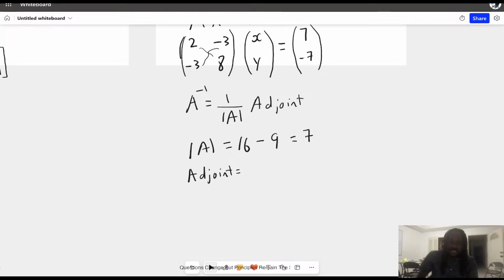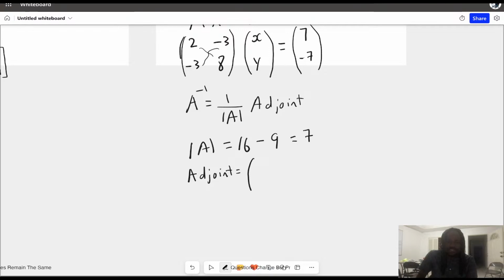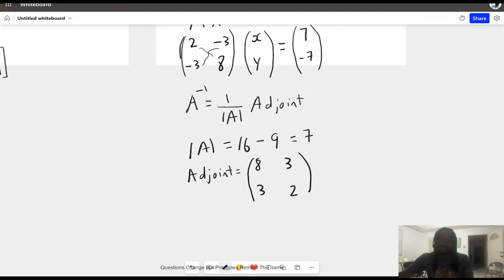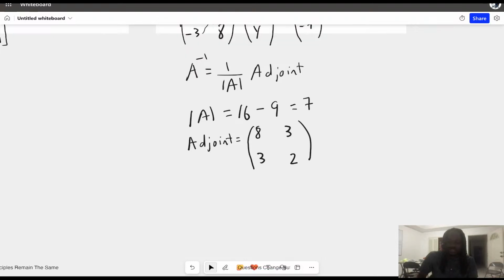Alright, but let's continue. So adjoint here now. Interchange the ones in the leading diagonal. That means 8 is going to come right here, and in the space where the 8 is, 2 is going to come right here. Then change the signs of the non-leading diagonal. So negative 3 becomes positive, and this other negative 3 also becomes positive. So that's my adjoint.